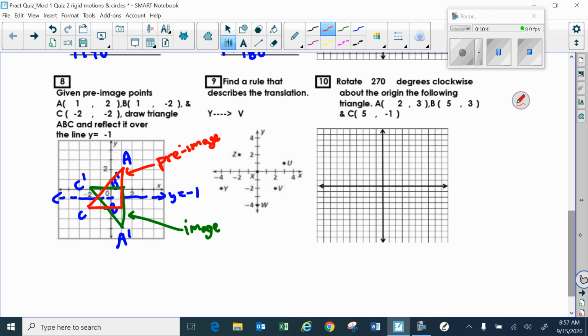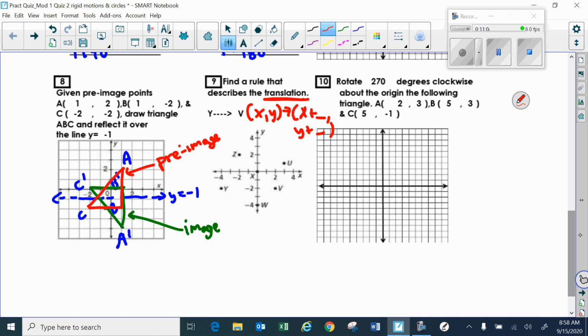All right, number 9, find a rule that describes the translation. So it's telling me it's a translation right there. I know all translations are in the form (x, y) maps onto (x plus some number, y plus a number), and the plus could be a minus sign as well, if you're going up or down or left or right.